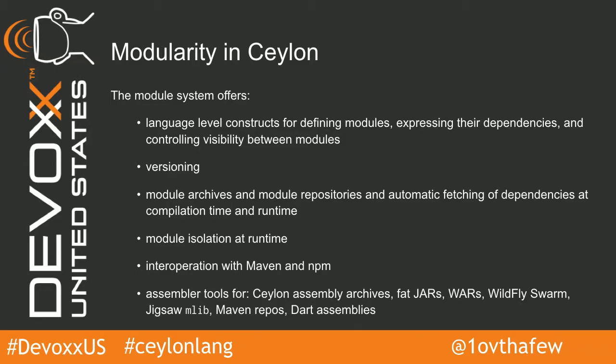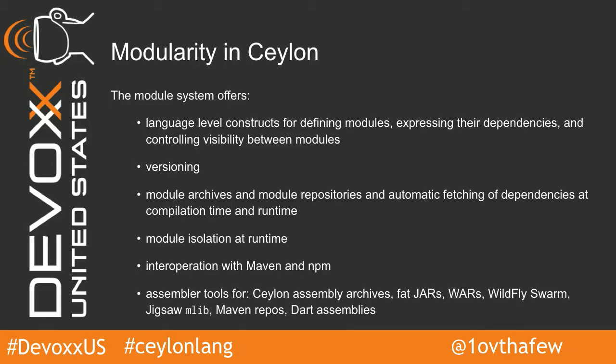The module system features interoperation with both Maven and with NPM. I can import a module directly from Maven just by naming the Maven module I'm using in my module descriptor, and then I'll be able to use it. Well, if it's Maven, it's going to be Java. I can use its classes within my Ceylon program. Likewise with NPM when I'm running on a JavaScript VM.